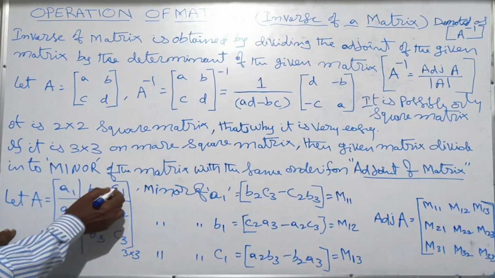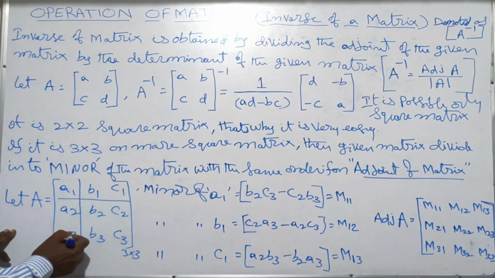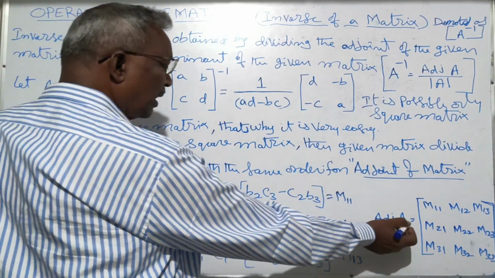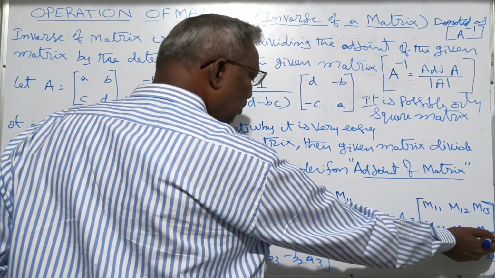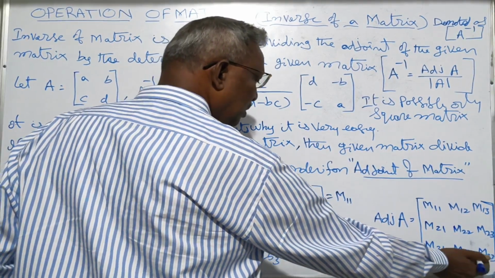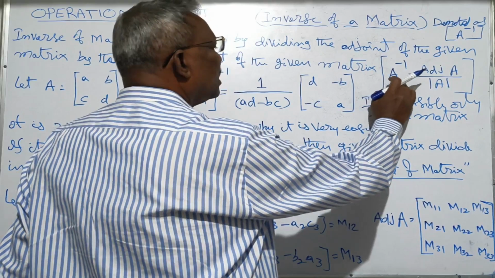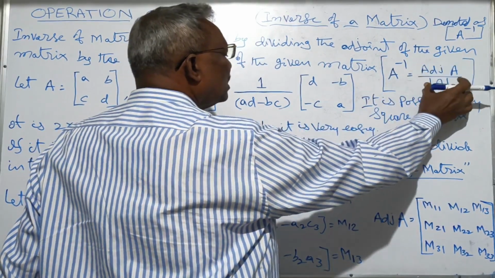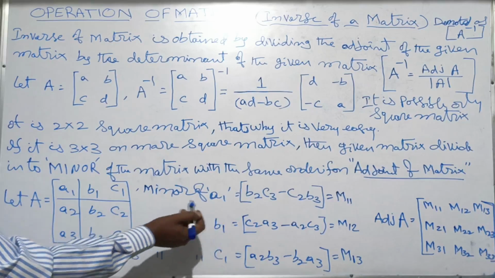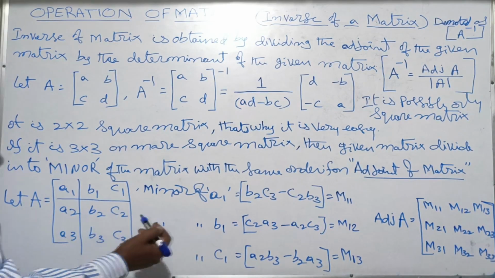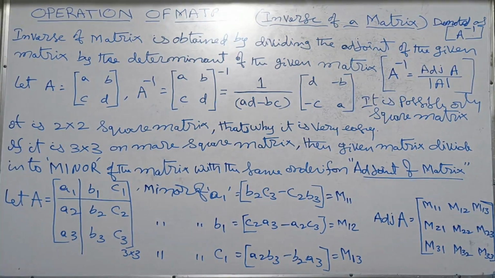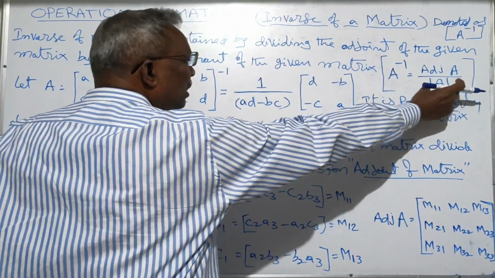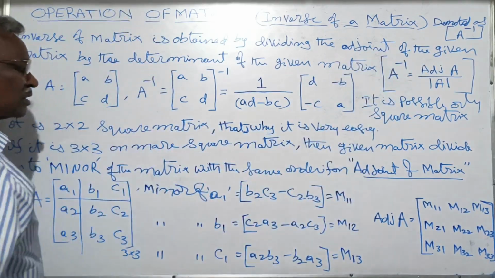Matrix A is equal to A1, B1, C1, A2, B2, C2, A3, B3, C3. This is a third order matrix. Then the adjoint matrix is equal to M11, M12, M13, M21, M22, M23, M31, M32, M33. Next, A inverse is equal to adjoint of A by determinant of A. Through this minor matrix of A, we may get the adjoint of A matrix. Then find the determinant. Adjoint of A by determinant of A, you may get the A inverse.